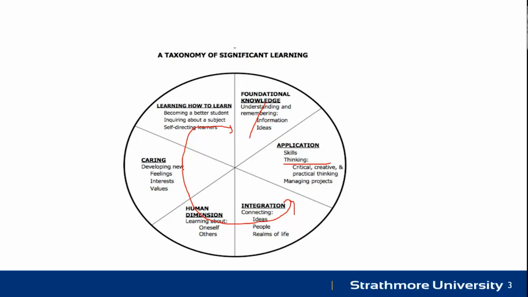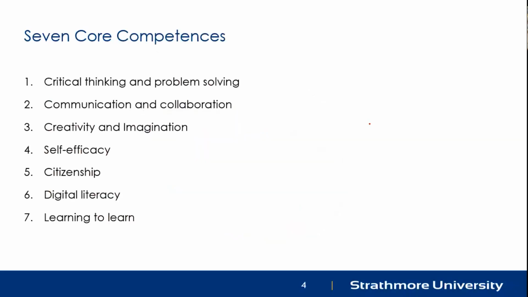Okay. And lastly, learning how to learn. How do we ensure that students are self-directed learners? They can learn how to learn. Yeah. So the taxonomy of significant learning is actually an improvement of Bloom's taxonomy.